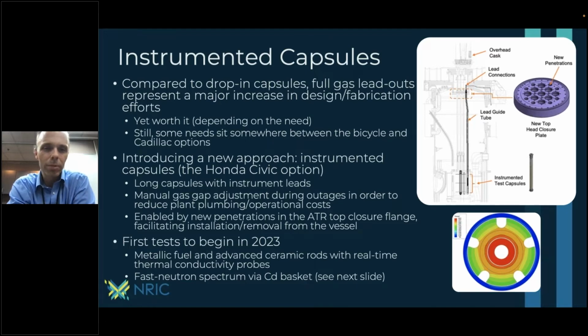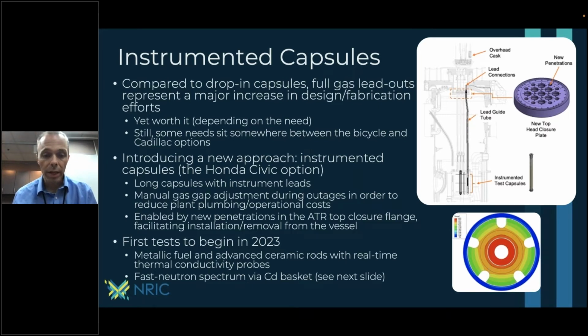So our whole thought here was, we have drop-in capsules. I like to call that the bicycle option. We have full-blown AGR style gas lead outs. I like to call that the Cadillac option. Sometimes people need something that's somewhere in between. So we've been endeavoring to create the Honda Civic option, and this is the concept of an instrumented capsule.